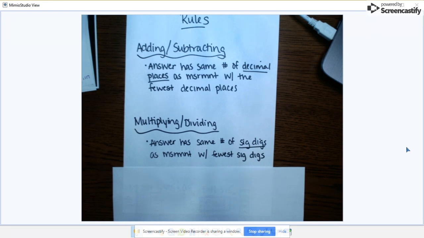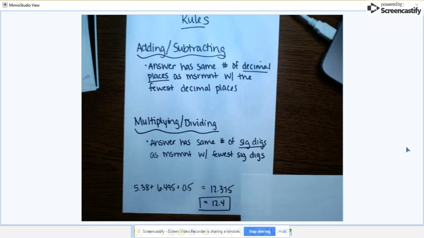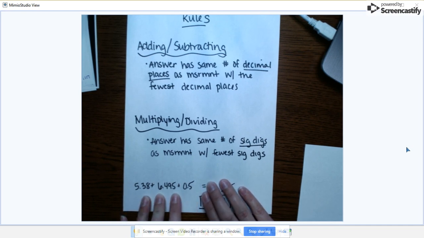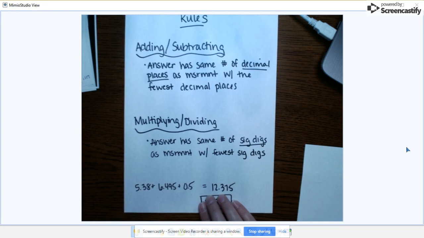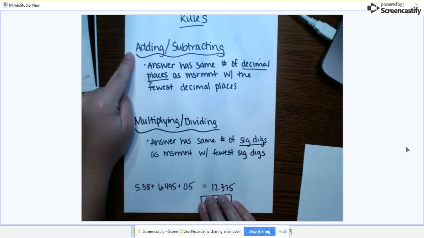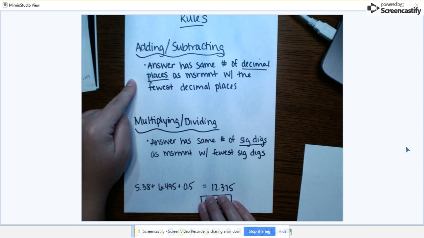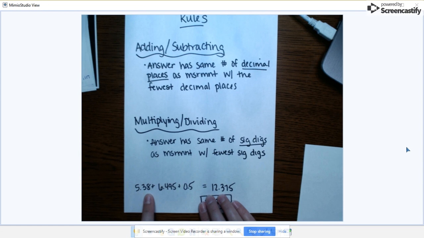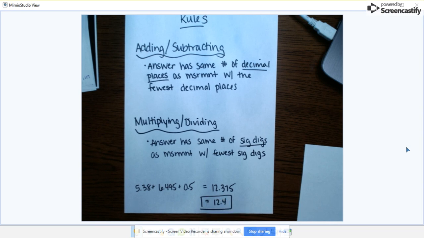So let's do an adding and subtracting example, and then you should be able to figure out the multiply and divide. I have all 3 of these numbers we need to add together. So when I add them together, I get 12.375. When we go to round, though, we have to decide, according to this rule, what should I round to? So we're looking for the measurement with the fewest decimal places. Well, that has 2 decimals, 3 decimals, 1 decimal. So this is our fewest decimal places. That's what our answer has to be rounded to, is 1 decimal. So we take 12.375 and round it up to 12.4 for our final answer.